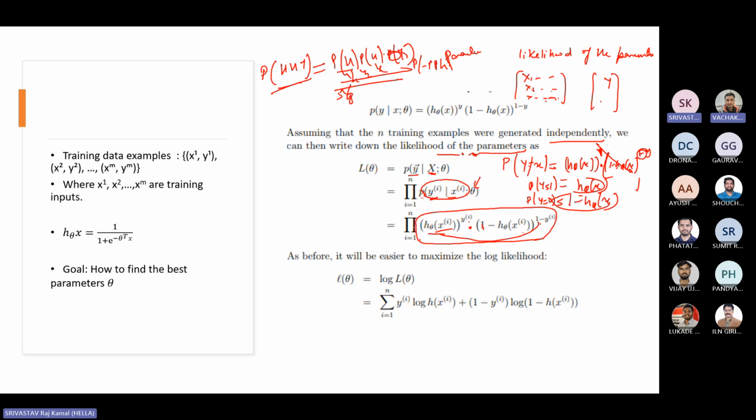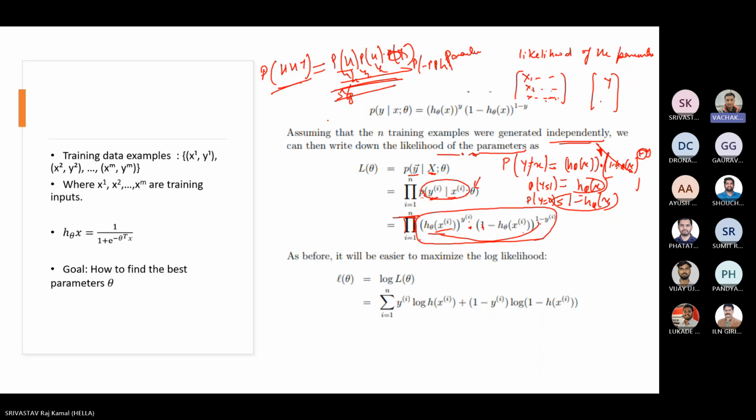After that, now I'm summing. Sorry, not sum, I'm taking the product, basically. Product, because we assume that all the examples are independently generated. Therefore I can simply take the multiplication of probabilities. And one more question.